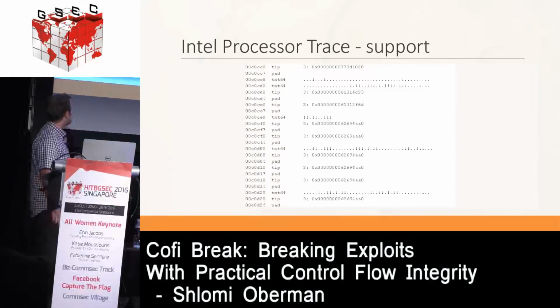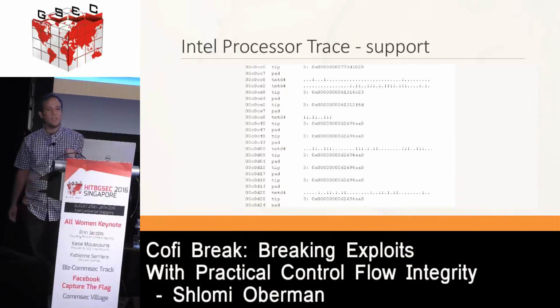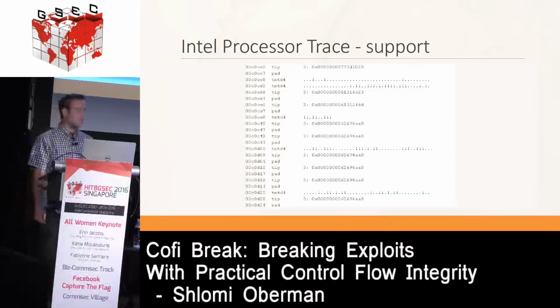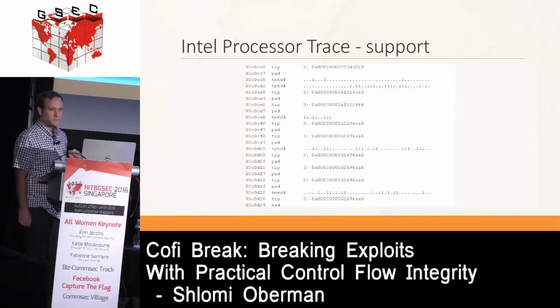This is the output of PTXED. I'm sorry, this is not the output of PTXED, actually. This is the output of PTDump. This is just a representation of the packets, the trace packets you can see. The exclamation marks and dots are the TNT packets, right? So every exclamation mark is a taken branch, and every dot is a not taken branch. And the TIP packets have an address in them.